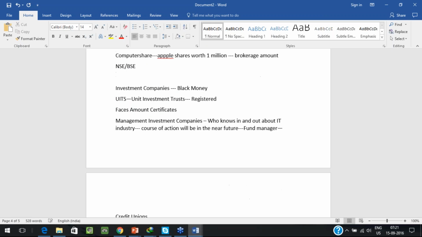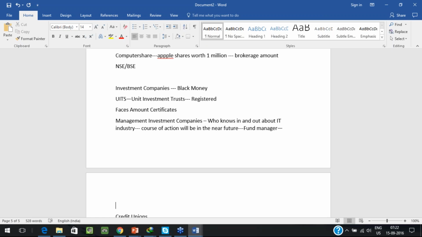Or suppose you have someone who is more into some particular area, like blue chip companies, or the banking sector. They know in and out about those particular core areas, and if anything happens, they are ready to remove the shares, or ready to invest based on the opportunity. That sort of company is called a management investment company. So you'll have a regular fund manager for that. All right, so these are called management investment companies.